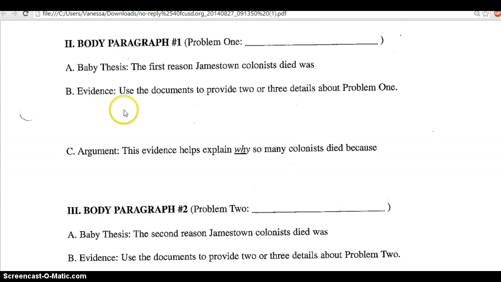So after you wrote those pieces of evidence in this section on your fill in the blank essay, the last part I'm going to help you with is the argument, how this evidence explains why so many colonists died. So if you need help, copy what I'm going to show you. If not, then you can make up your own.